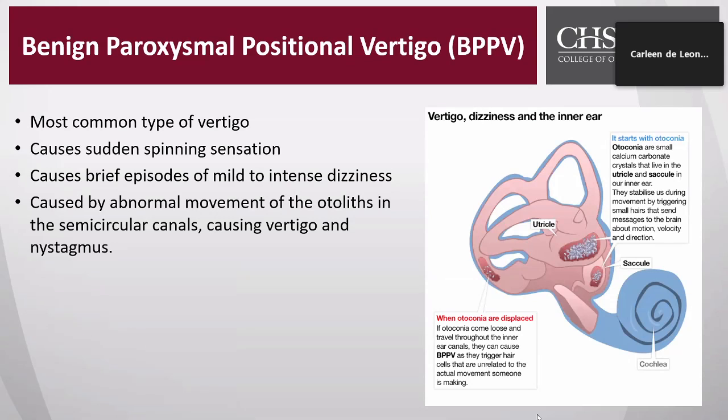So BPPV, benign paroxysmal positional vertigo. This is the most common type. It causes sudden spinning sensations, brief episodes of mild to intense dizziness, and it's caused by abnormal movement of the otoliths in the semicircular canals, causing vertigo and nystagmus.